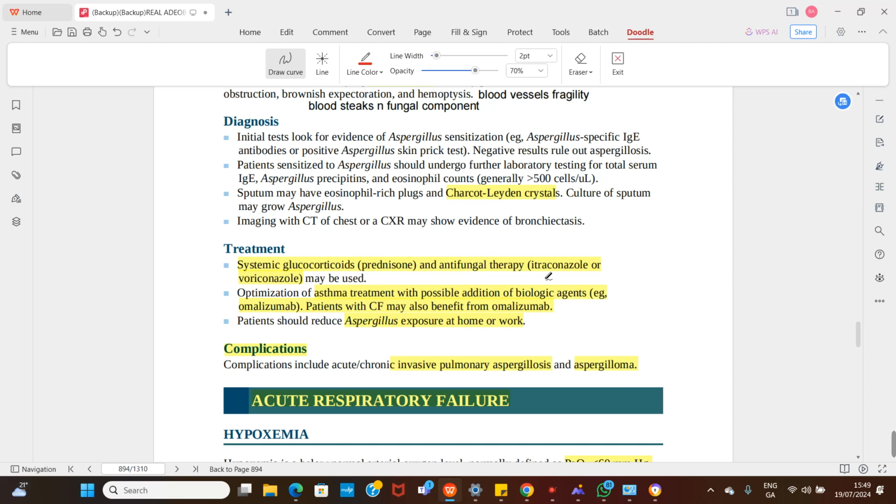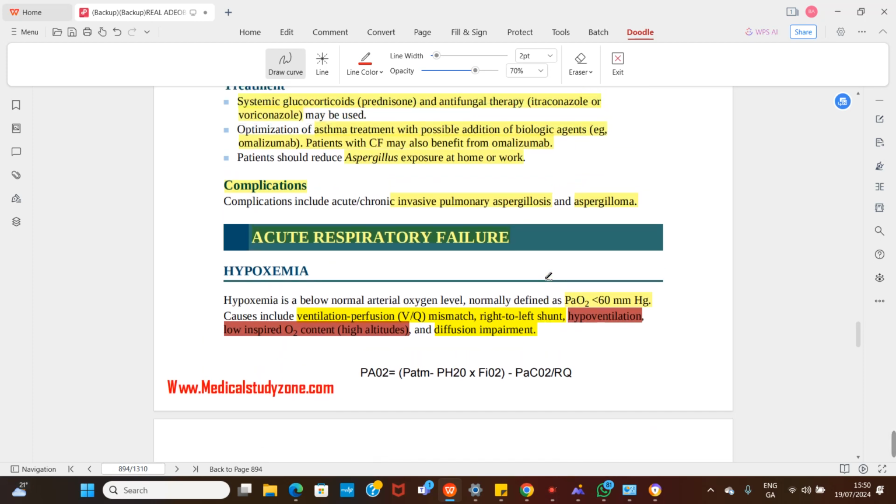You also have to tell them to reduce the aspergillus exposure by avoiding spreading their clothes indoors, because all those things can grow the mold, eating food that is decayed and the likes, and cleaning the house and workplace. What are the complications? It can cause chronic invasive pulmonary aspergillosis and aspergilloma.